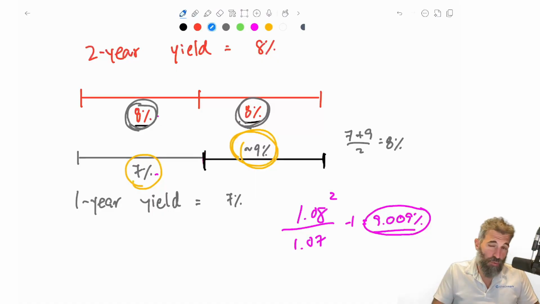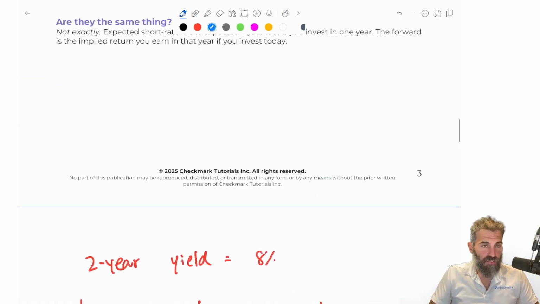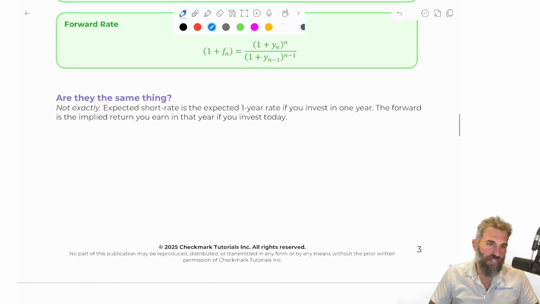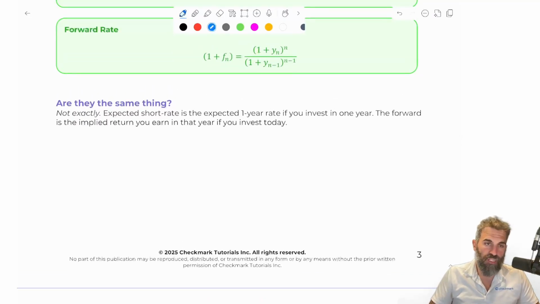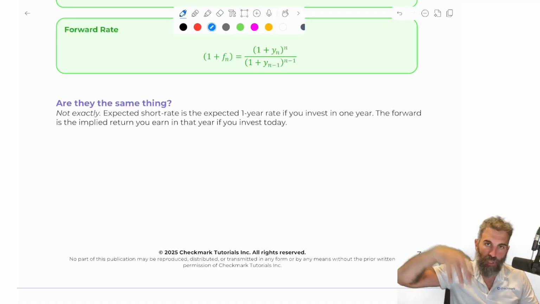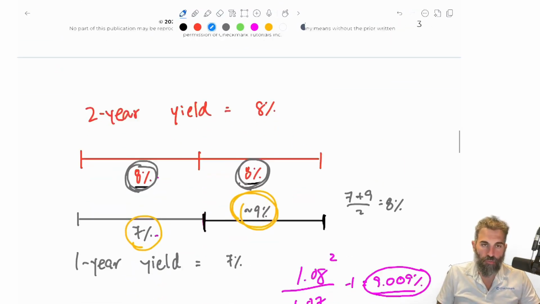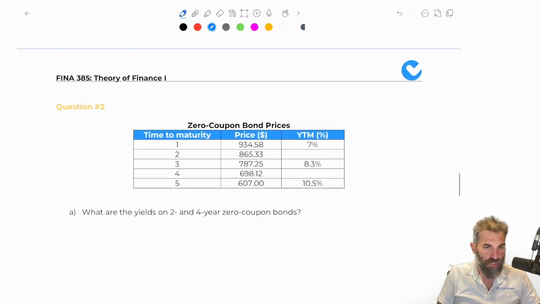Now, there is a theory where they are the same. We'll talk about that in a second, okay? So that's kind of what I tried to explain here. Are they the same thing? Not exactly. The expected short rate is the expected 1-year rate in 1 year from now, whereas the forward rate is the return for that second year, but it's implied today, okay? So it's generally a little bit higher because there's a liquidity premium baked into it.